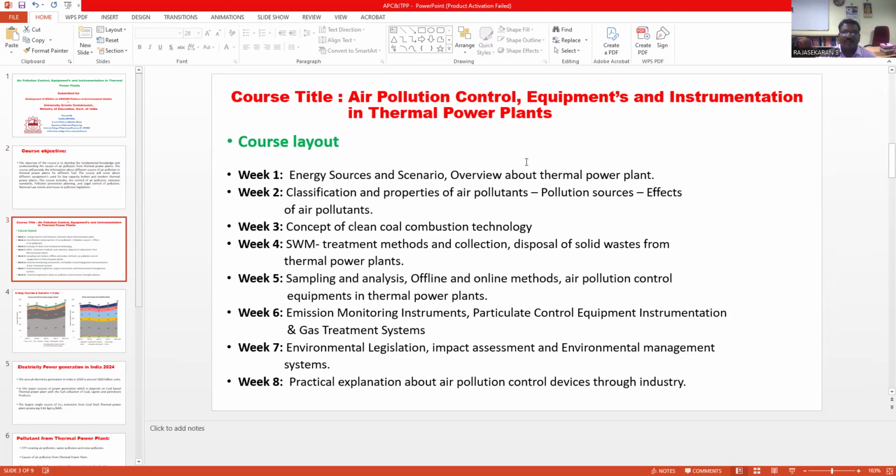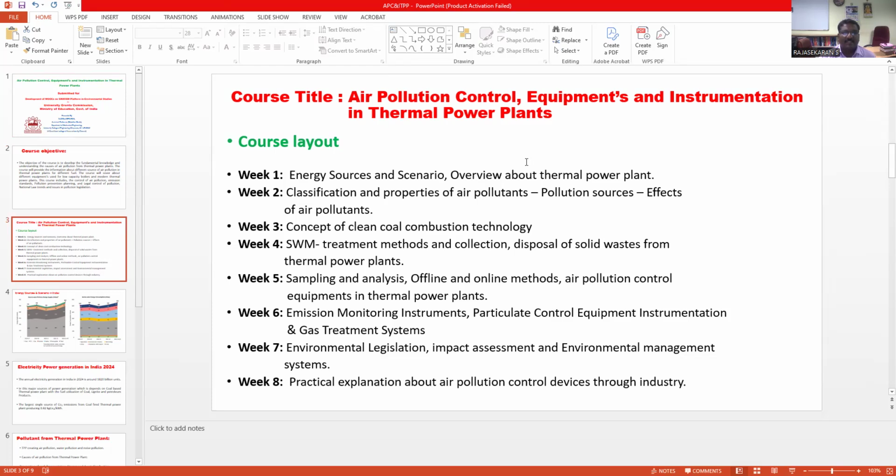In week 5, we are going to see sampling and analysis, offline and online methods of air pollution control equipment used in thermal power plants. As per the state government and central government bodies, how are we collecting the samples to analyze and find out the availability of SOx, NOx, and particulate matter from the flue gas of the thermal power plant? What are the different methods adopted for offline and online monitoring of air pollution, and what are the different equipment involved in a thermal power plant?